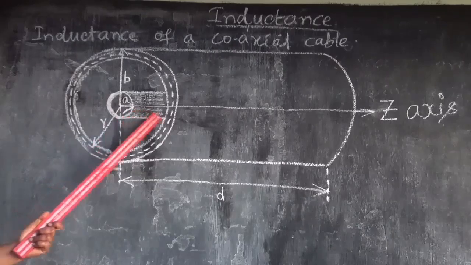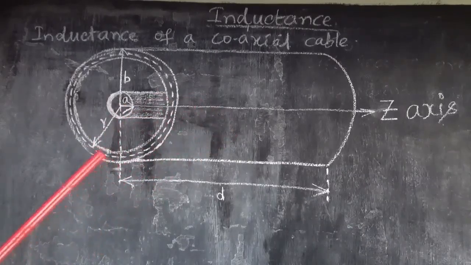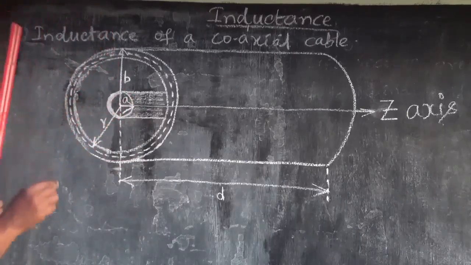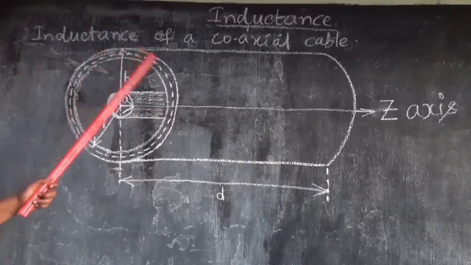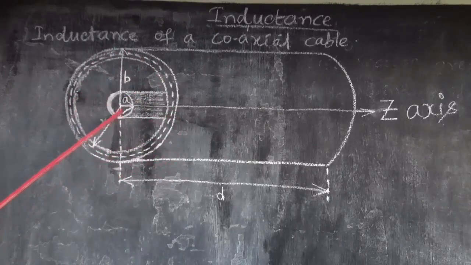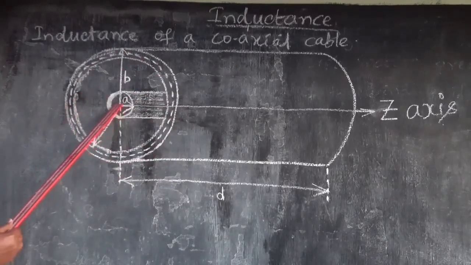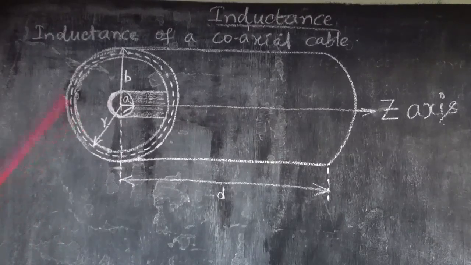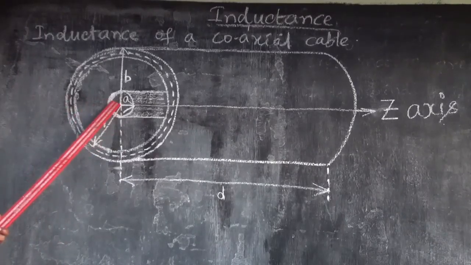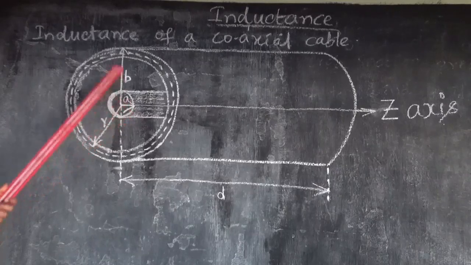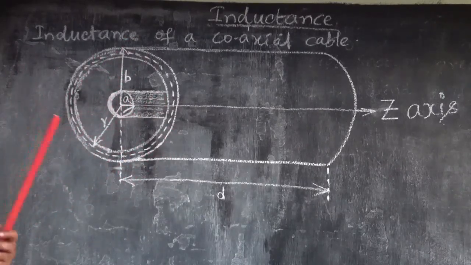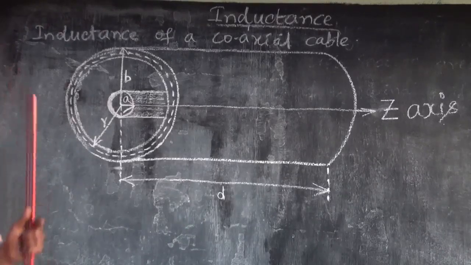There will be an inner conductor and some space will be left, and one outer conductor will be over this inner conductor. So this inner conductor is a cylinder. So this is an inner conductor, and over which outer conductor will be there. It's nothing but a construction, a cylinder inside another cylinder.